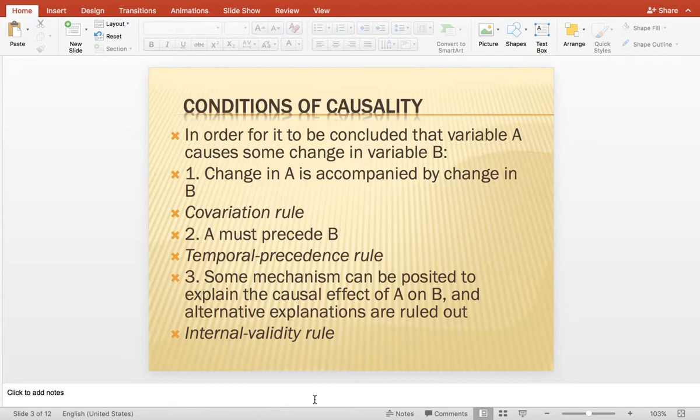The idea of covariation is that whenever we change A, our independent variable, from one level to the next or from one group to the next, we should see an accompanying change in our dependent variable, B. We also have temporal precedence: A must come before B. In other words, our manipulation or control of the independent variable should occur prior to measuring the dependent variable.